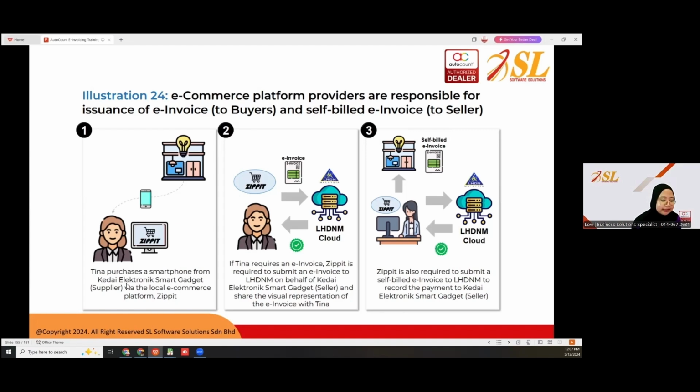Okay, let's say Tina purchased a smartphone from Kedai Electronic Smart Gadget. Okay, and then Tina requires an e-invoice. So this e-commerce platform, Zipit, will issue e-invoice to Tina on behalf of Kedai Electronic Smart Gadget. And then Zipit is also required to submit a self-billed e-invoice to Kedai Electronic Smart Gadget. Okay, so Kedai Electronic Smart Gadget no need to issue e-invoice to Zipit.